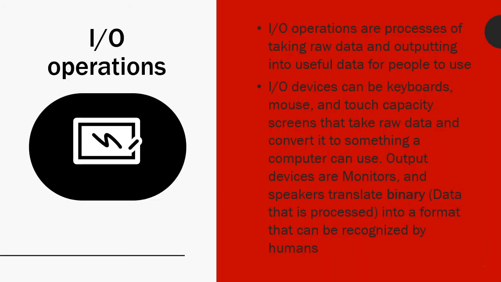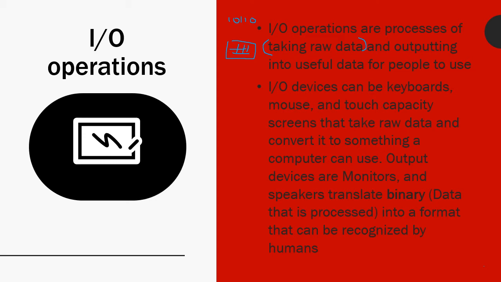Input-output operations. This slide is a little bit heavy on reading, so just giving you guys a heads up. Input-output operations are processes of taking raw data and outputting them into useful data for people to use. So one big takeaway is taking raw data. What does that mean? It means every time you type a key on your keyboard or press a button on your screen, it holds a value. And that value is going to be a couple numbers. Those are electrical signals, and we'll go a little bit more in depth into that later.